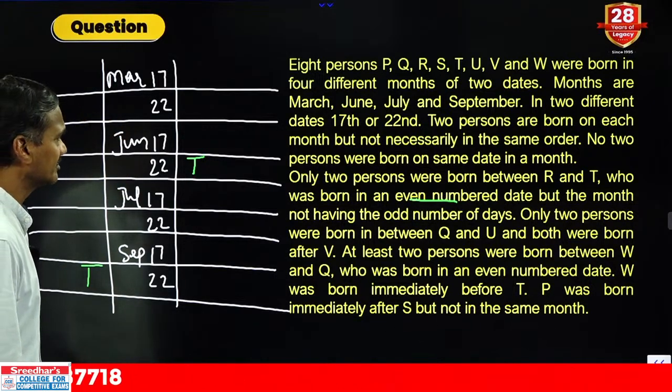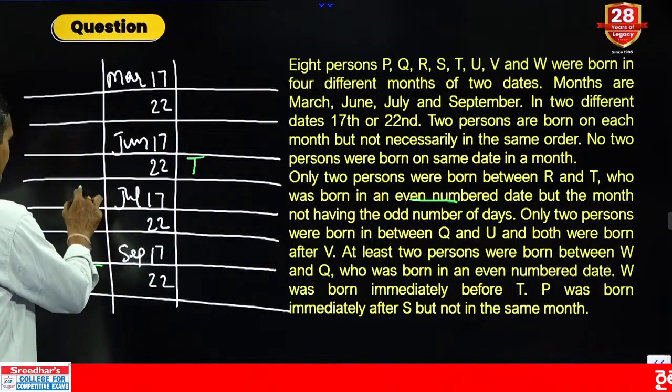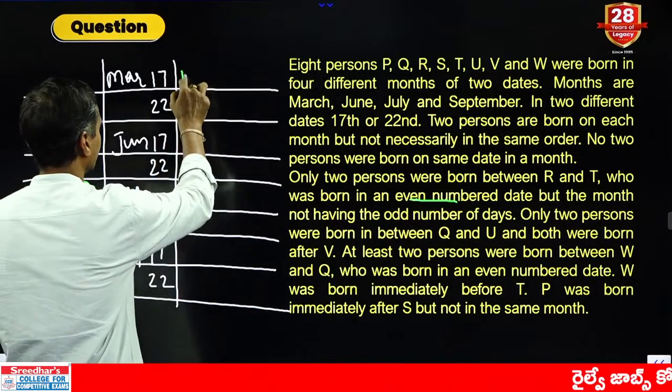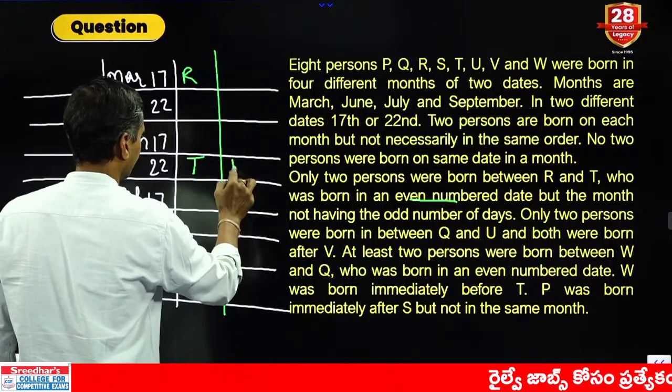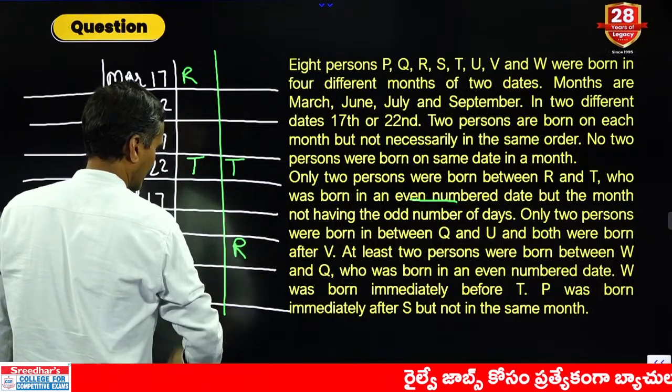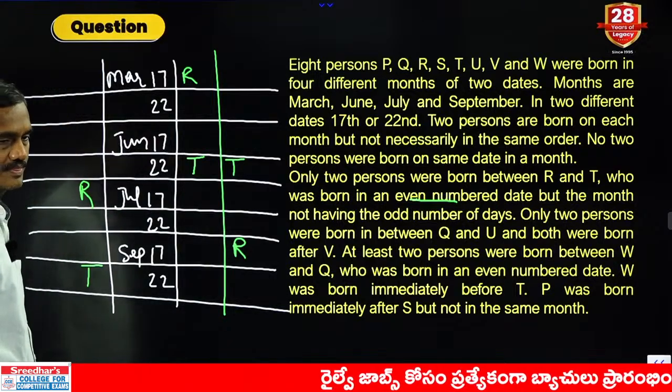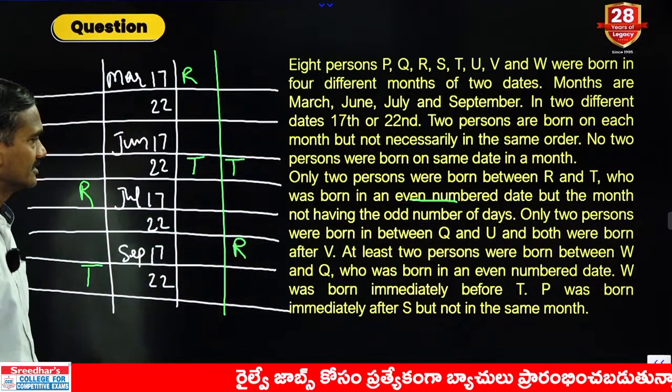And only 2 persons between R and T. Since T is here, R will be here. Now in this one, 2 persons between R and T, R can be here, or T is here, 1, 2, R will be here. There are 2 possibilities for this R. Hence we have written the second possibility here.